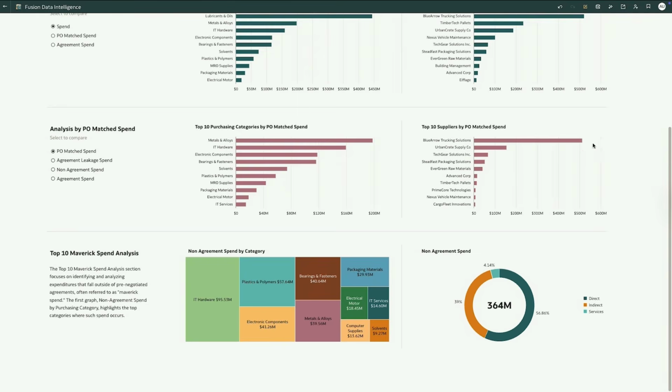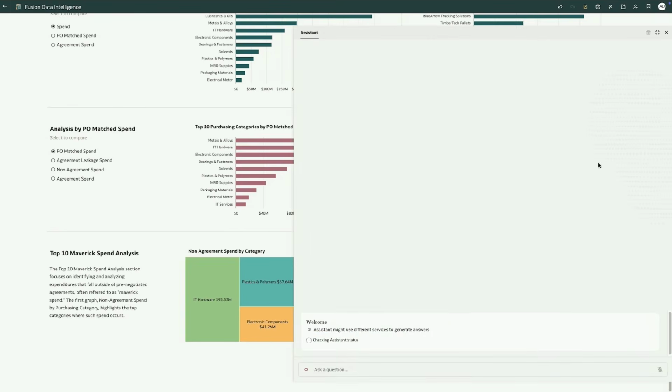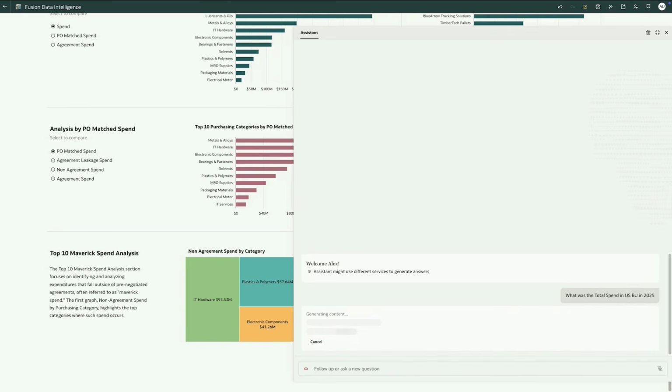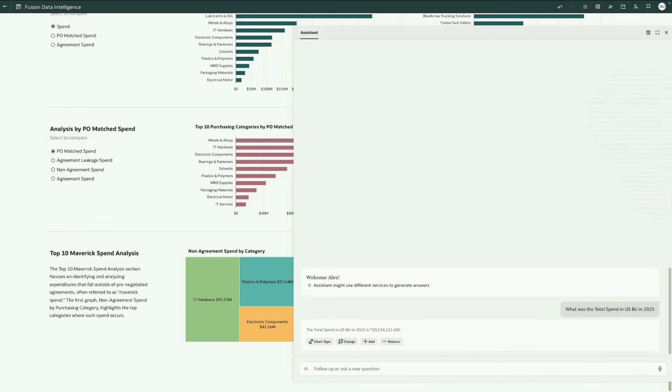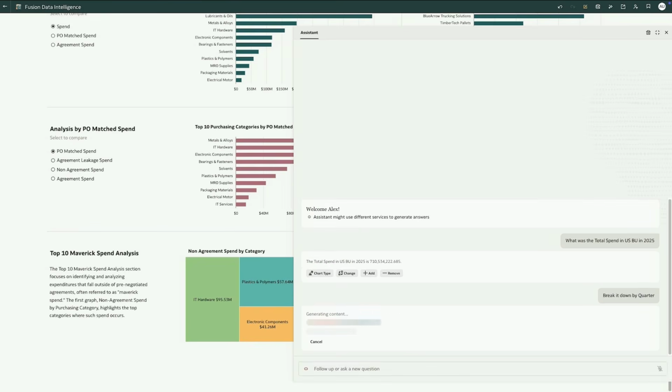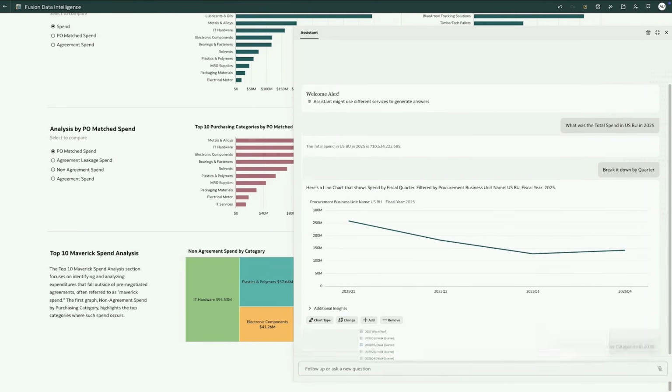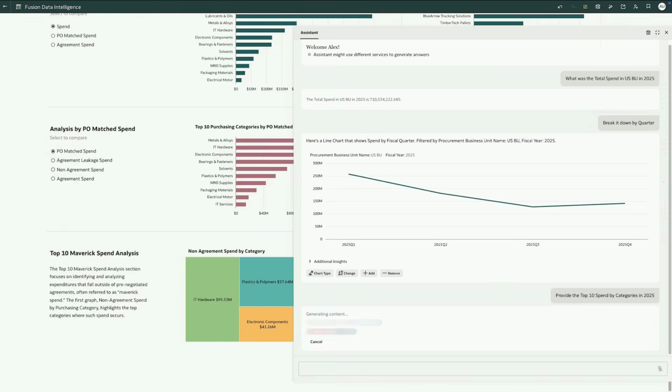Now, Fusion Data Intelligence also includes a spend analysis AI assistant that helps Alex dig deeper, simply by asking questions in natural language. He starts with a simple question. What was the total spend for US 1 business in 2025? Now, breaking it down by quarter. Noticing the spike in Q1, Alex asks an additional question. Provide the top 10 spend by categories in 2025.